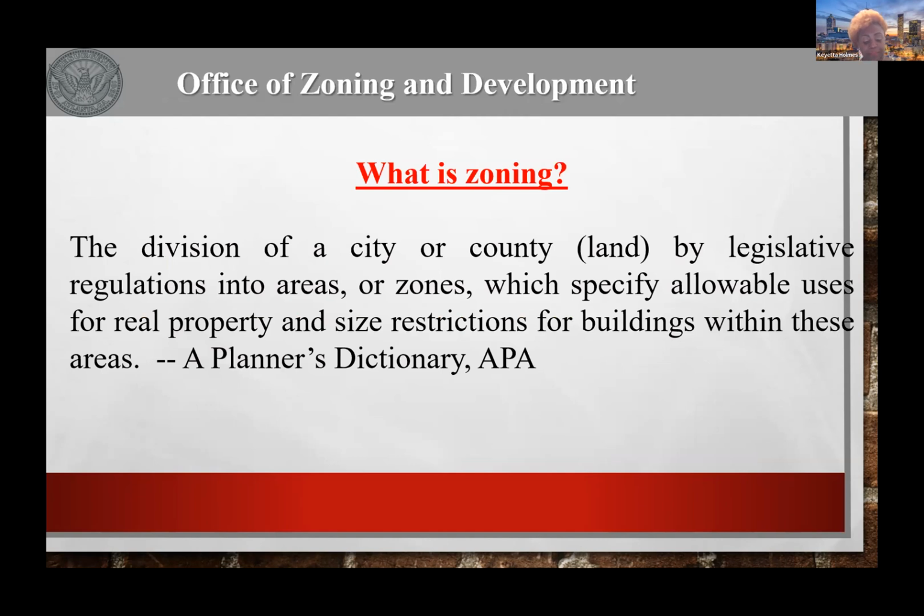So now, what is zoning? The zoning, by definition, is a division of the city or county by legislative regulations into areas or zones which specify allowable uses. It also regulates real property with regard to size restrictions for buildings within these areas. And that is the technical definition of zoning. The more common definition of zoning is the regulation of uses on private property.